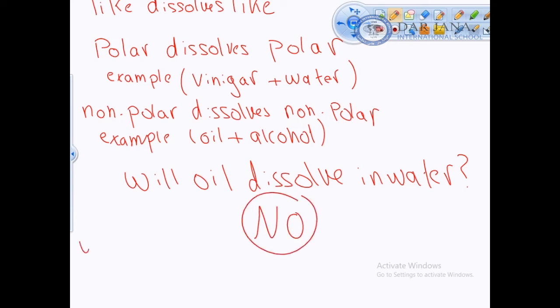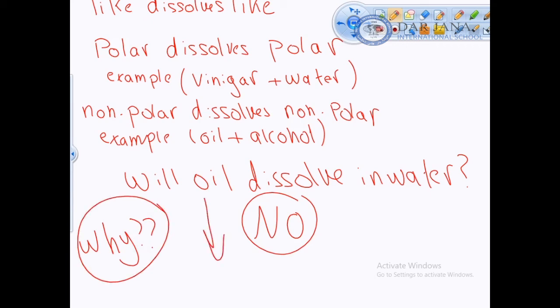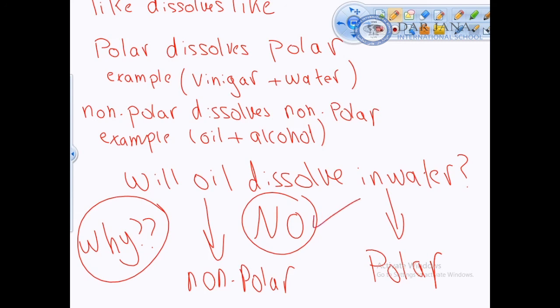Why, guys? What about oil? We already explained that oil is non-polar. We can conclude it from the above examples. While water is polar. Can a polar compound dissolve in a non-polar compound? The answer is no. So this is all about polar and non-polar.